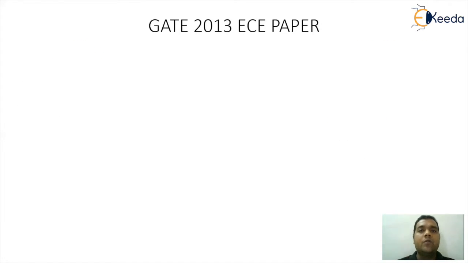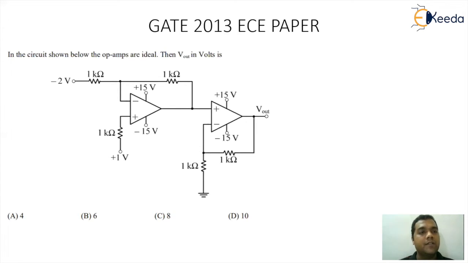This is from the GATE 2013 EC paper. Let's have a look at the question. The question is, in the circuitry shown below, op-amps are ideal. The V out in volt is. If you can observe, there are two op-amps connected. Now, if you see the first op-amp carefully, at the plus pin of the op-amp, there is a 1 kilo ohm resistor followed by 1 volt. And at the minus pin of the op-amp, there is minus 2 volt. The feedback resistance is 1 kilo ohm and another resistance on the input path is 1 kilo ohm.